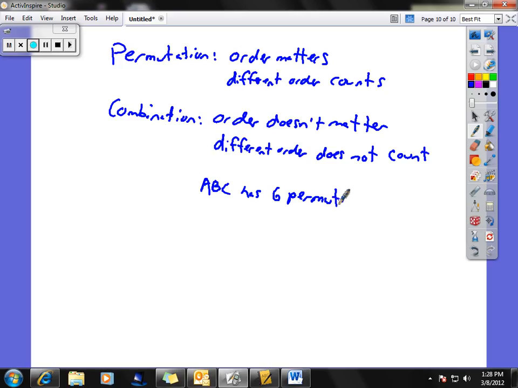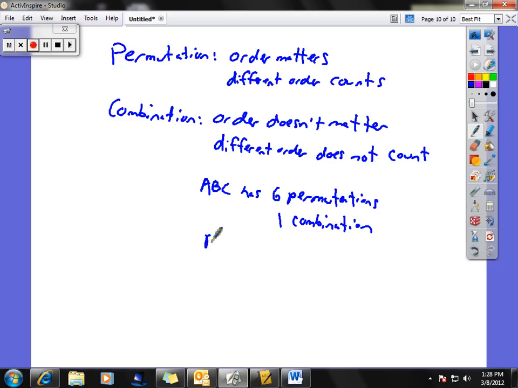How many combinations does it have? If you're not going to count a different order, then this only has one combination: one A, one B, and one C. If the order doesn't matter, it only has one combination. Because if you say BAC, that's a different permutation, but it's still the same combination.